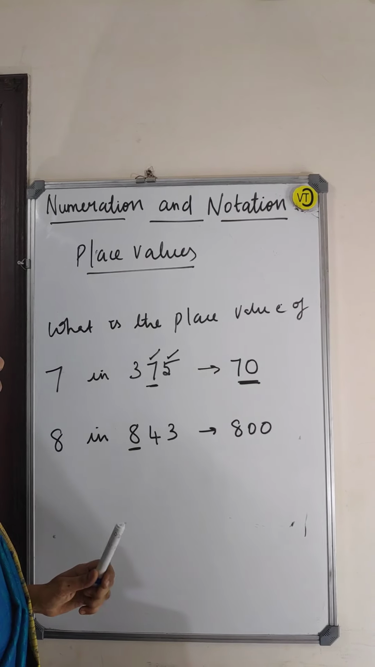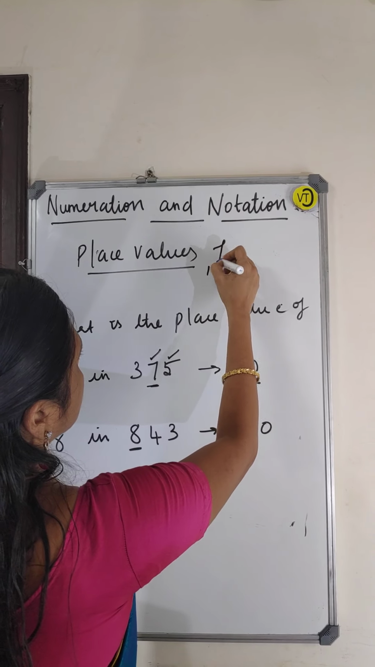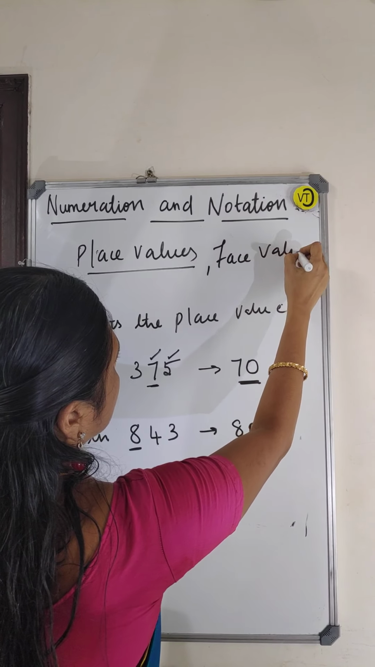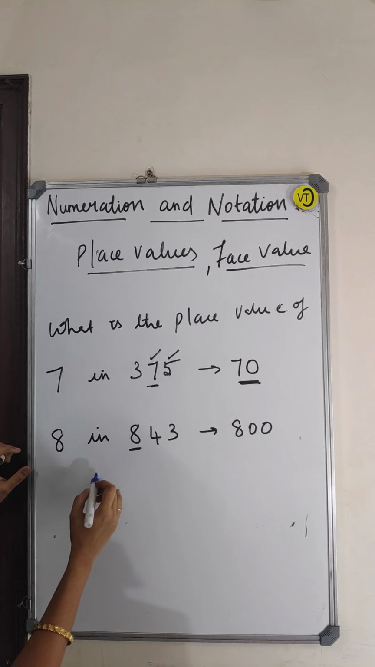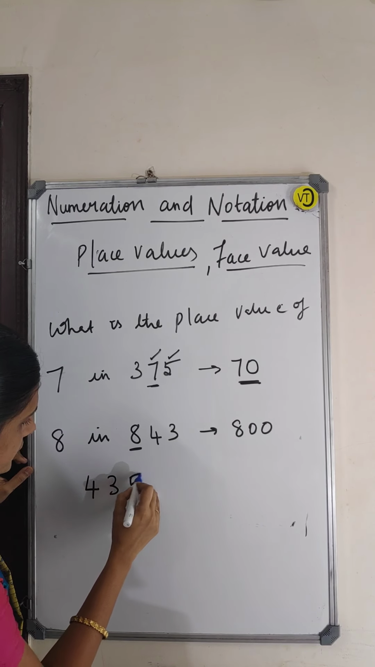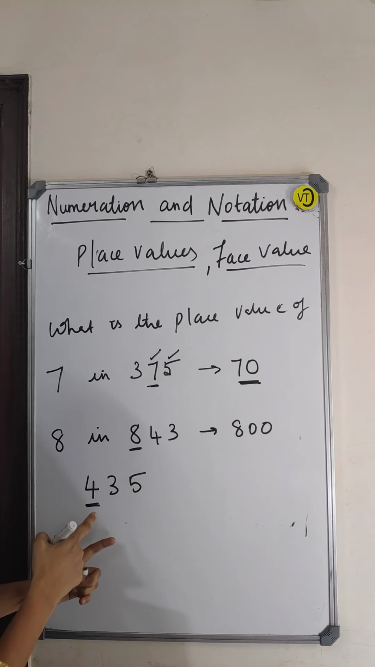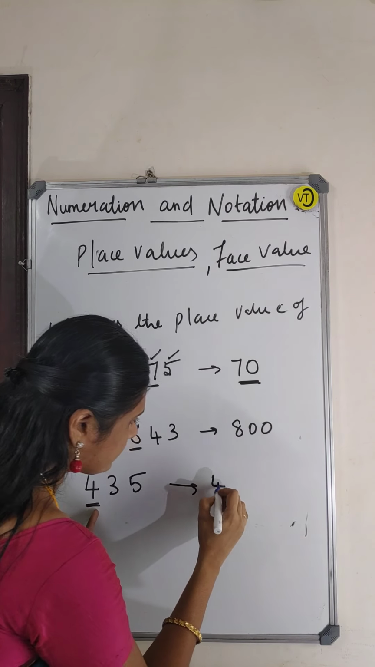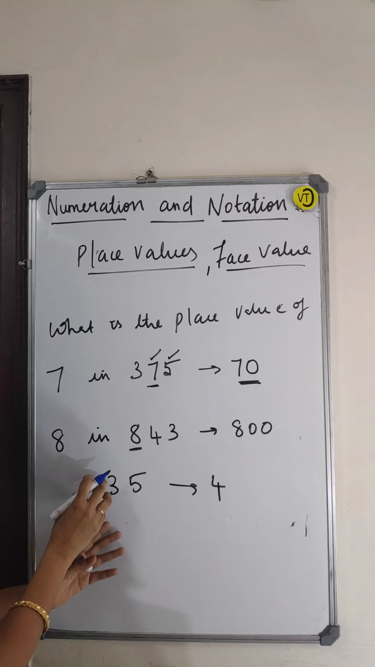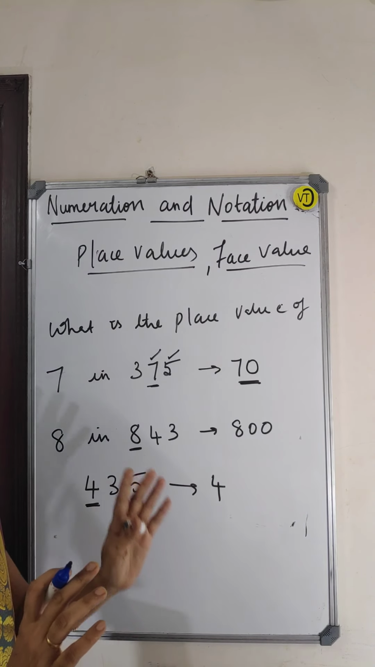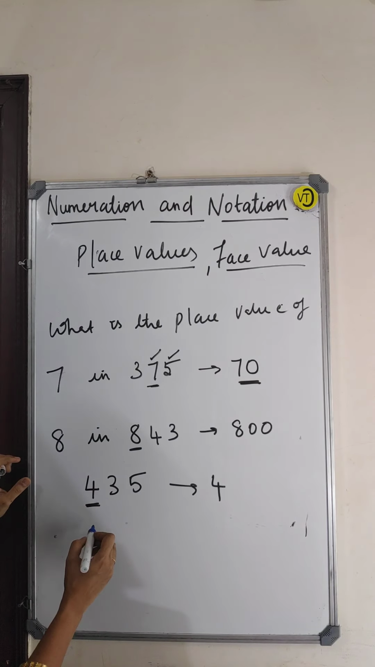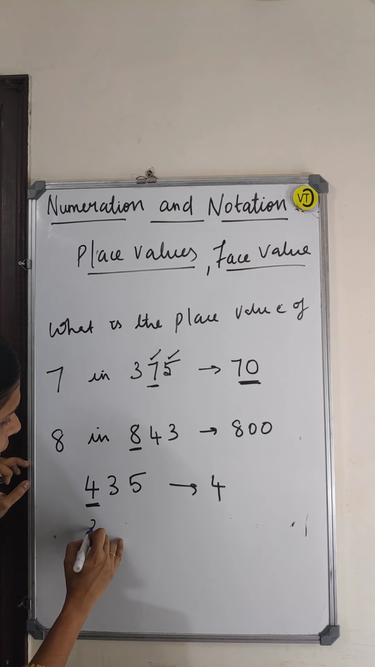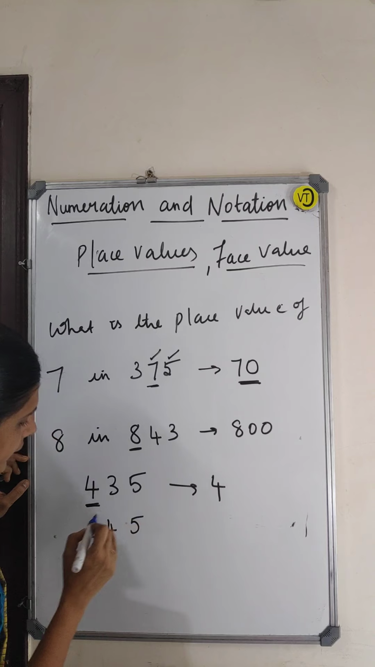Then what about the face value? Face value is nothing. 435 is there. What is the face value of 4? This is 4 only. Face value is to take the number as it is. What is the face value of 4 in this number? 4.